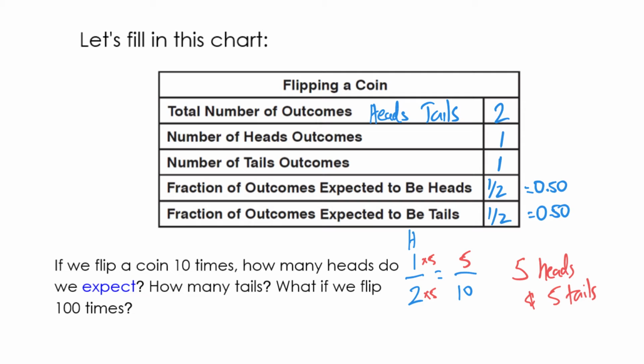If we did this experiment 100 times, same thing. You just have to multiply the denominator to match the outcome. So 2 times 50 is 100, and 1 times 50 is 50. So each one would be 50 times.